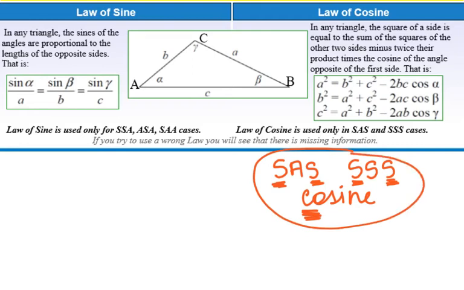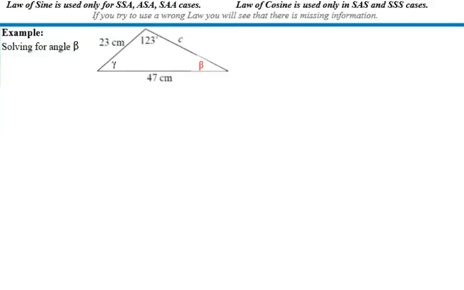And what cases do I have? I have side, side, angle. I have angle, side, angle, and I have side, angle cases left. So for all other cases, I use the law of sine. And only when I have side, angle, side, and side, side, side, I'm going to use the law of cosine. Here's the first example. I have to solve for beta. And looking at this problem, I will note everything that is given.